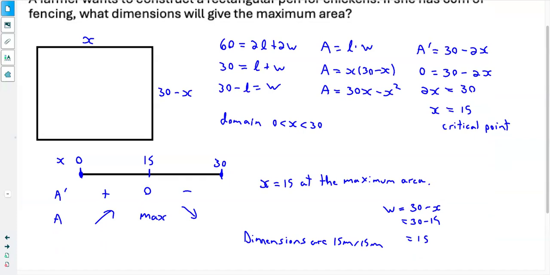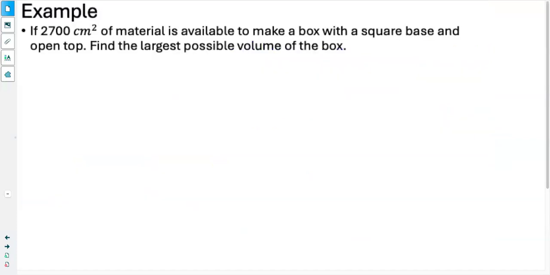Okay, so this was a two-dimensional example. We'll look at a three-dimensional example next. We're told that we're using a maximum of 2,700 centimeters of material to make a box with a square base and open top. And we want to find the largest possible volume of the box.